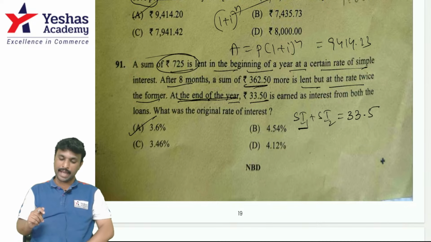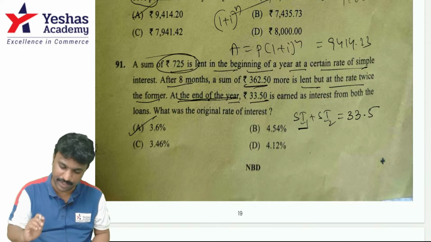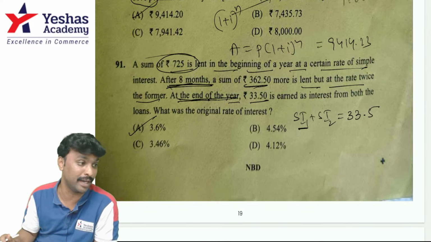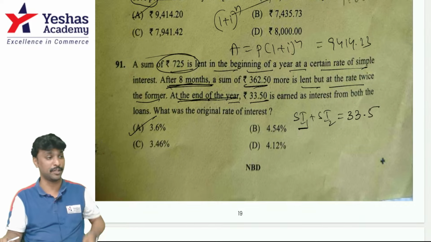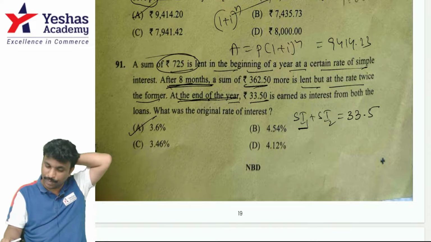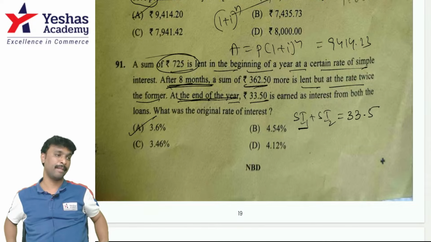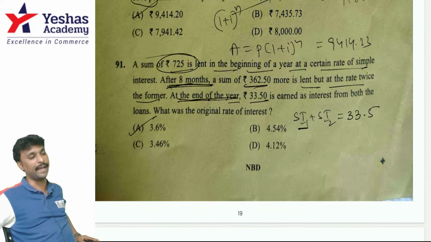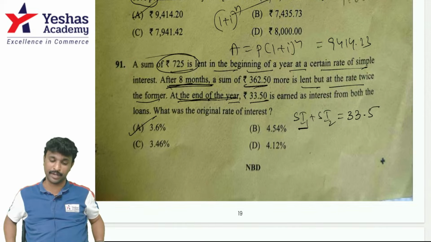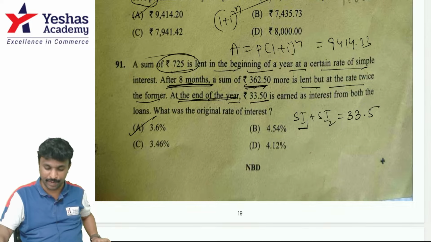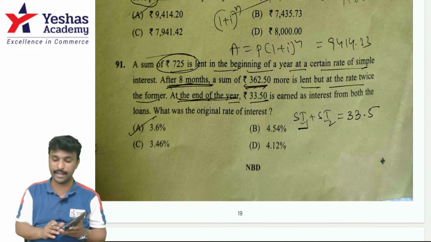But what about the time for the second SI? 1 year means 12 months. After 8 months he is joining, that means the number of years that he'll be in the investment is only 4 months. So number of years will be 4 by 12 we have to do. Have you understood? Number of years will be 4 by 12 because only 4 months the second principal will be there in the investment, right?